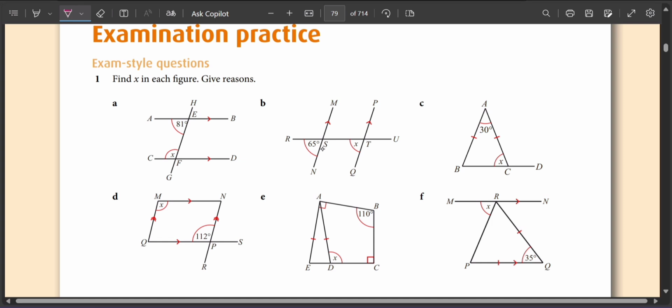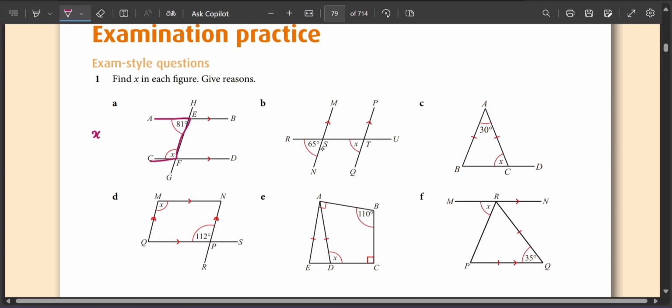Alright, for this one, how are we going to find this x? We can see there are two parallel lines and a line that is intersecting those parallel lines. That means we are going to have this C angle over here. So if it is 81 degrees, what is this going to be?